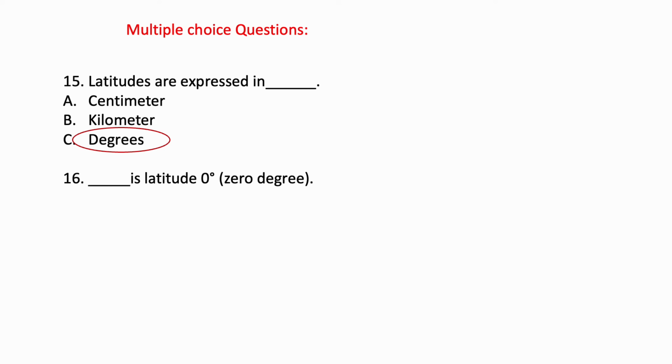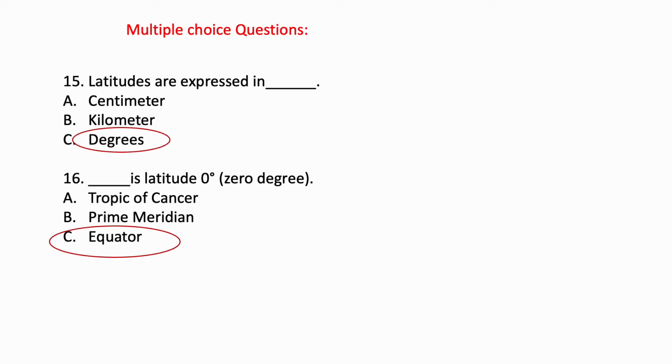Next one, dash is latitude 0 degree. Which is 0 degree latitude? Options are option A Tropic of Cancer, option B prime meridian, option C equator. Which is 0 degree latitude? Equator. Equator is latitude 0 degree. Tropic of Cancer is 23.5 degree north. Then what about prime meridian? It is 0 degree longitude.